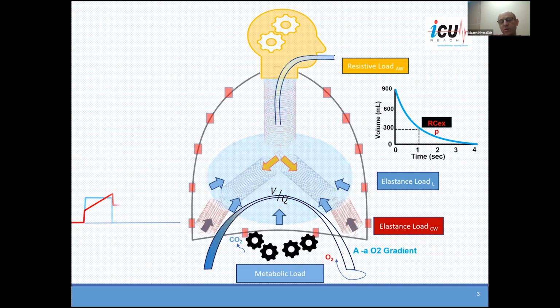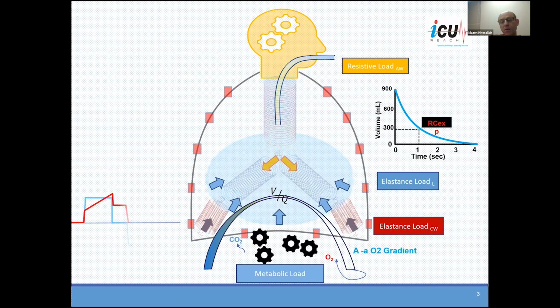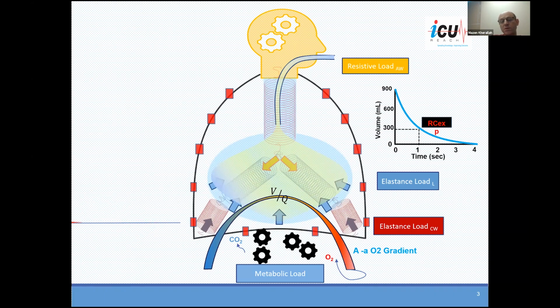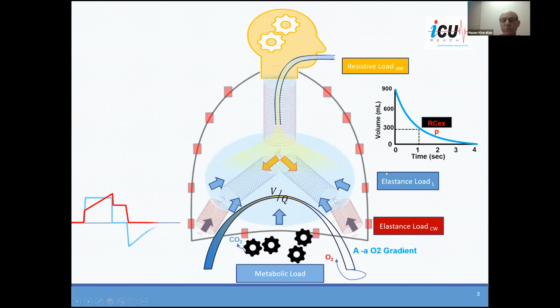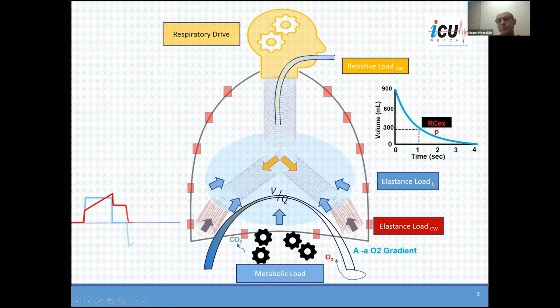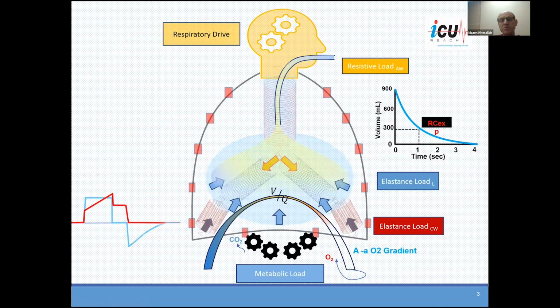So in patients with sepsis, for example, they have a high metabolism, they release a lot of CO2. The patient has to work hard in order to get rid of that CO2. So the load is actually from the body. There's no resistive load or elastance load in those patients, but the demand on the respiratory system is high. So this is one side, which is the load that is actually put on the respiratory system.